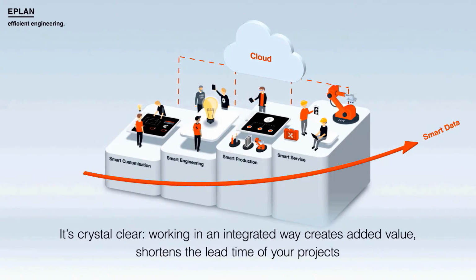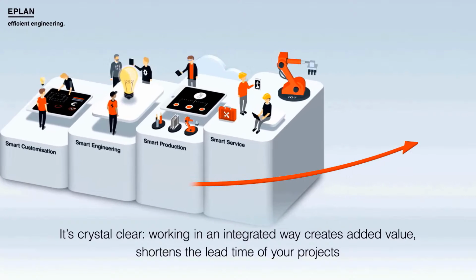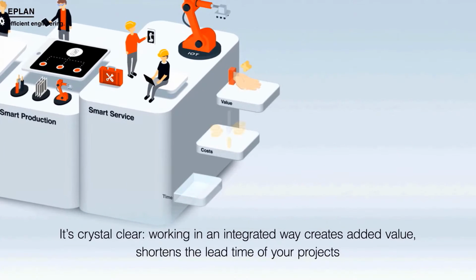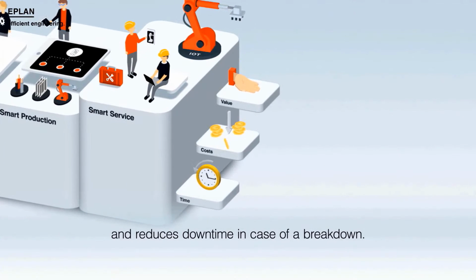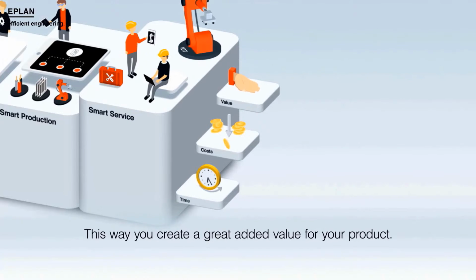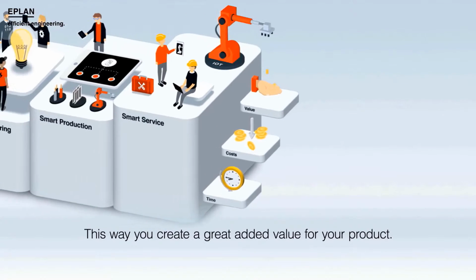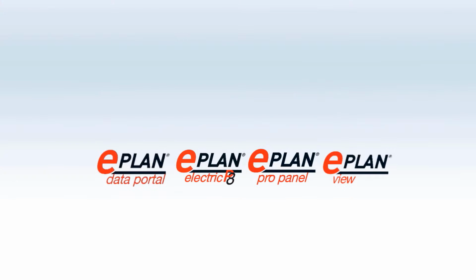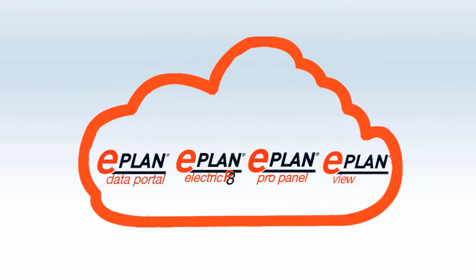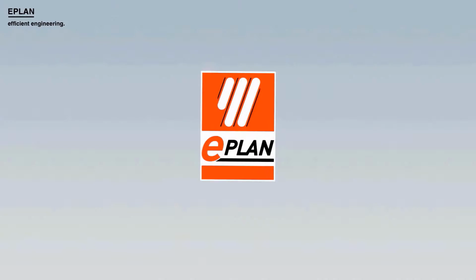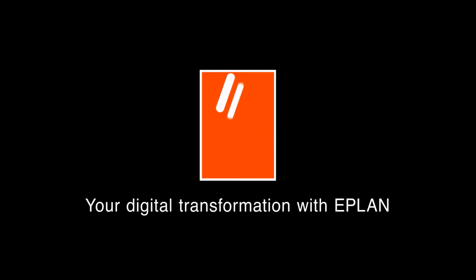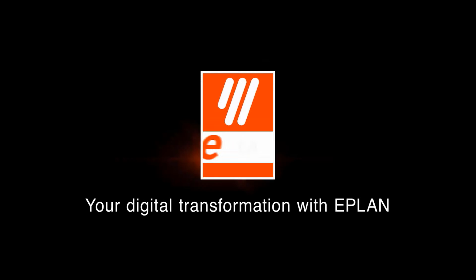Working in an integrated way creates added value, shortens the lead time of your projects, and reduces downtime in case of a breakdown. This way you create a great added value for your product. Do you want to know how you can do this? The different solutions within the ePlan platform support you towards an integrated engineering and production process.